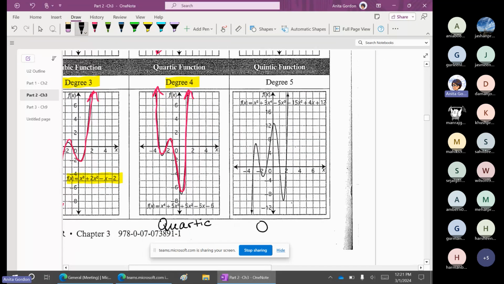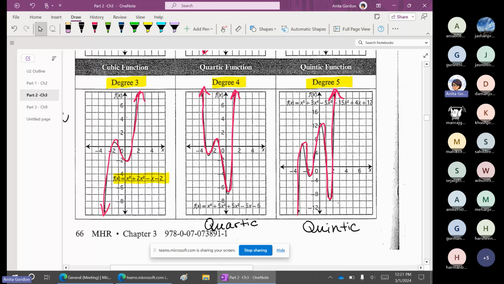And degree 5 we call quintic. That is our degree 5. And this one will look a little bit like a cubic function, but with extra, I've offset this one. An extra peak and valley. Okay.